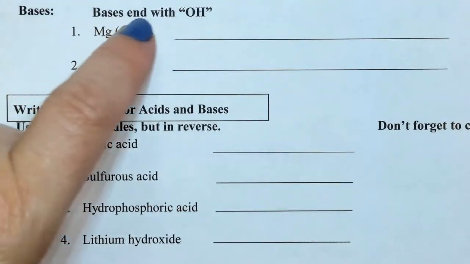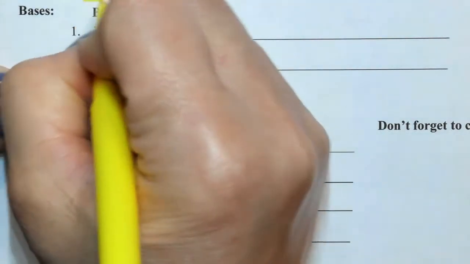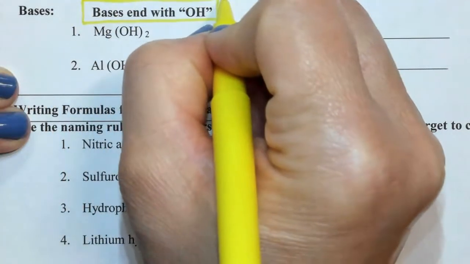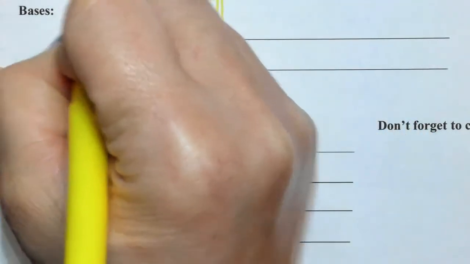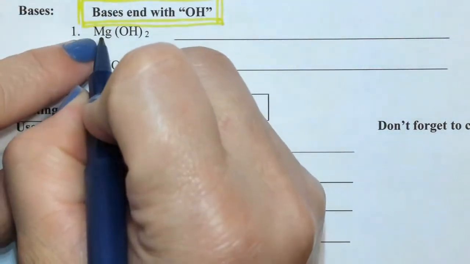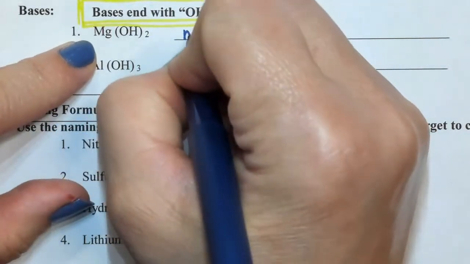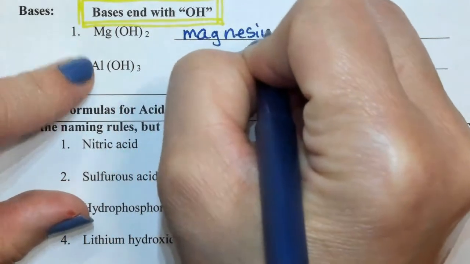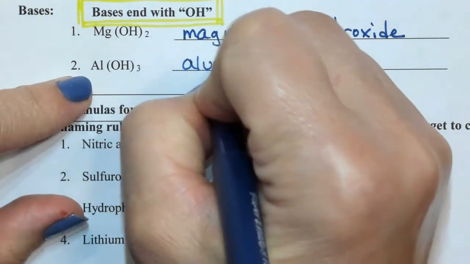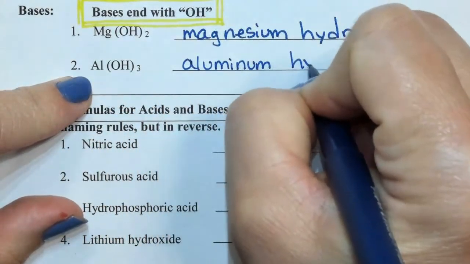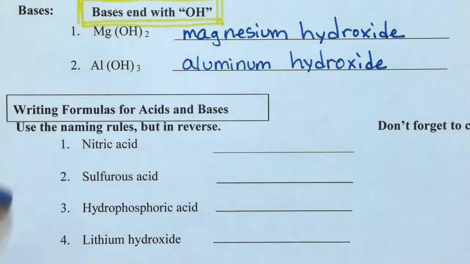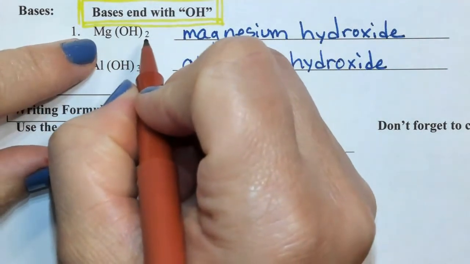Okay, if I'm naming bases, all bases end with hydroxide, or OH. So all acids start with hydrogen, all bases end with hydroxide. To name a base is pretty simple. You just have to name the metal followed by hydroxide. So this is magnesium hydroxide. And this one is aluminum hydroxide. So pretty straightforward.